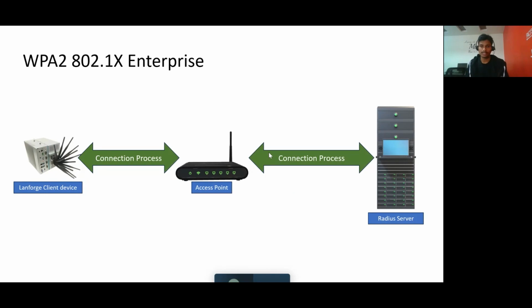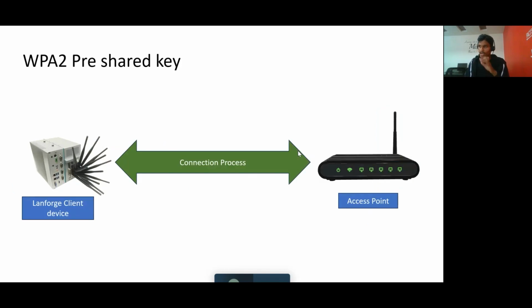Or else there is another method you can use: 802.1X enterprise authentication. Here you use a RADIUS server as an authentication server to verify your identity. Here the access point is not going to do the authentication part. It will help you to generate the keys, which I will show you in this demo. I hope you understand these two methods.